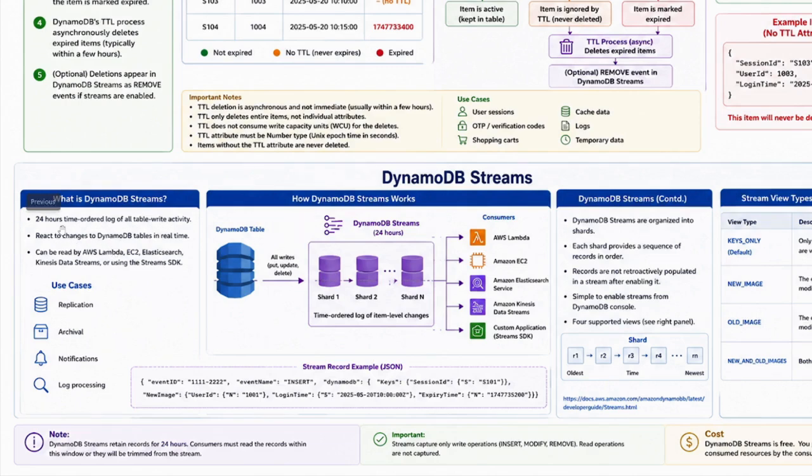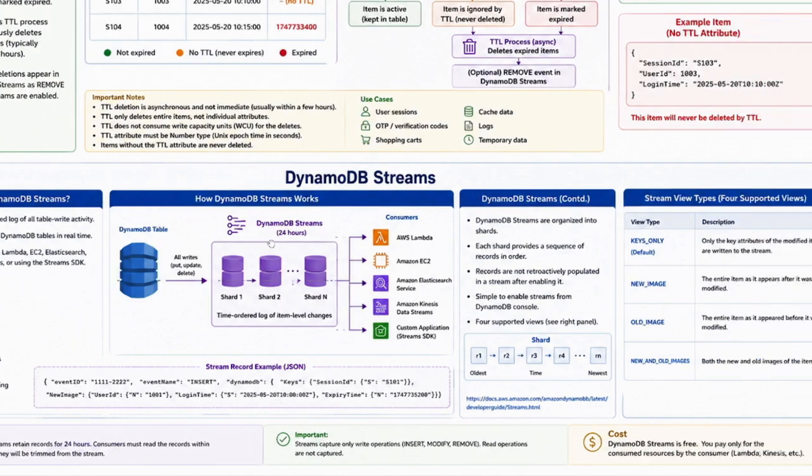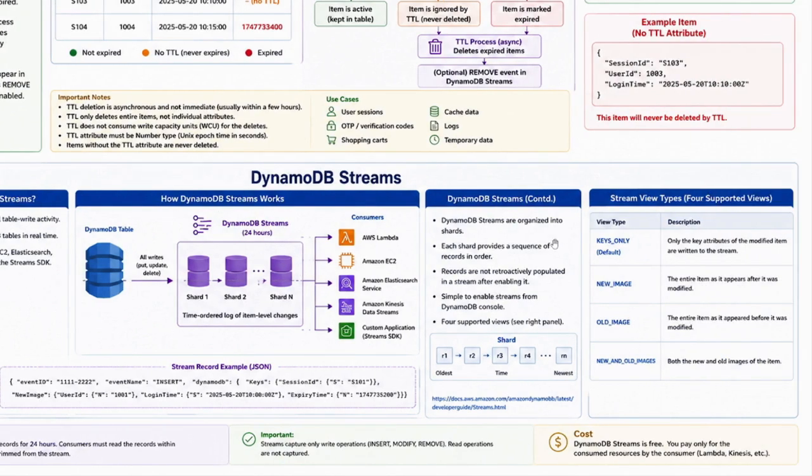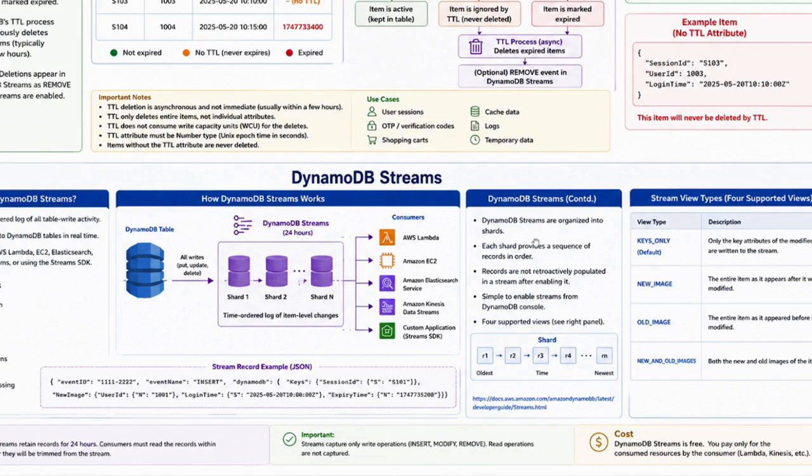What it does is it keeps a 24-hour log of all the activity, whatever has happened, and any changes to DynamoDB tables. So that's DynamoDB Streams. Internally, these streams are actually sharded. They are organized into shards. It basically provides a sequence of records in order. It is done internally by AWS. You don't have to manage it.